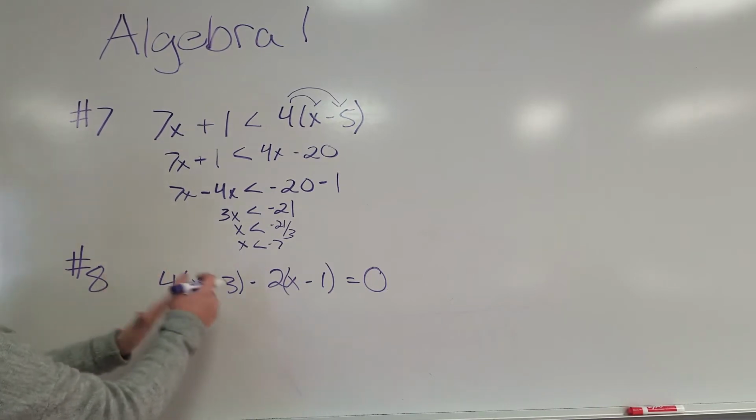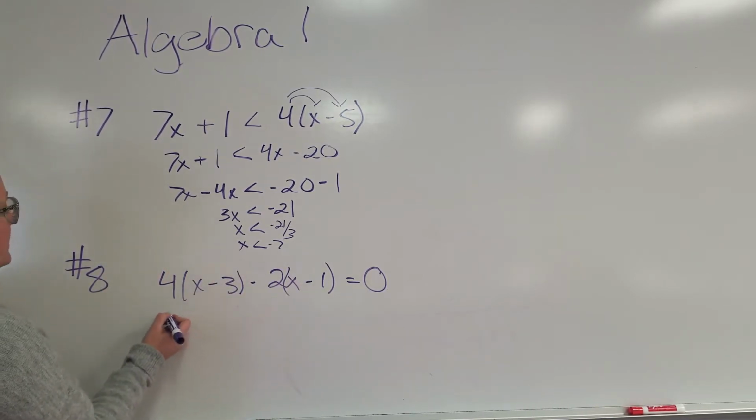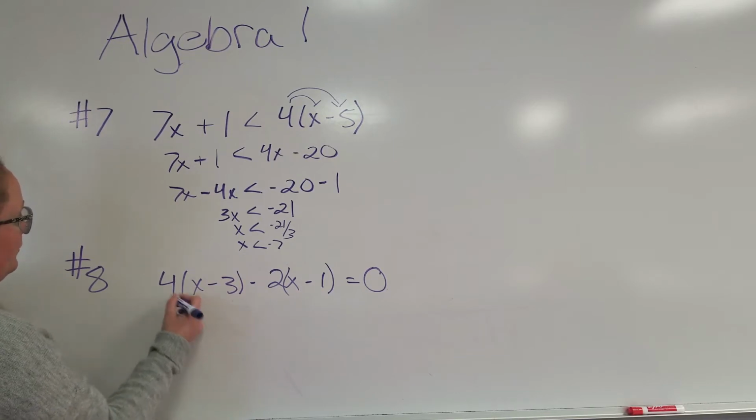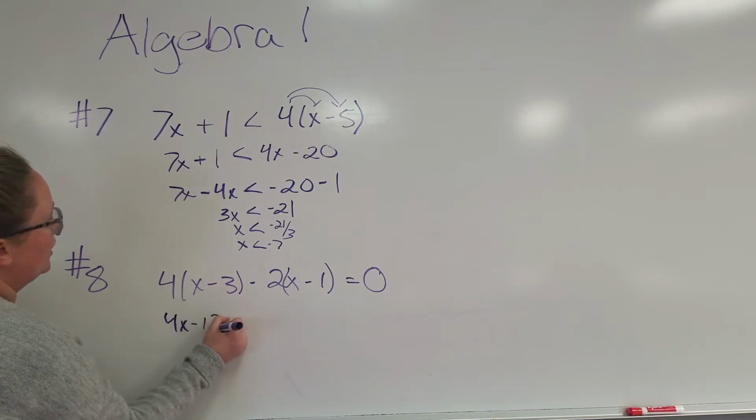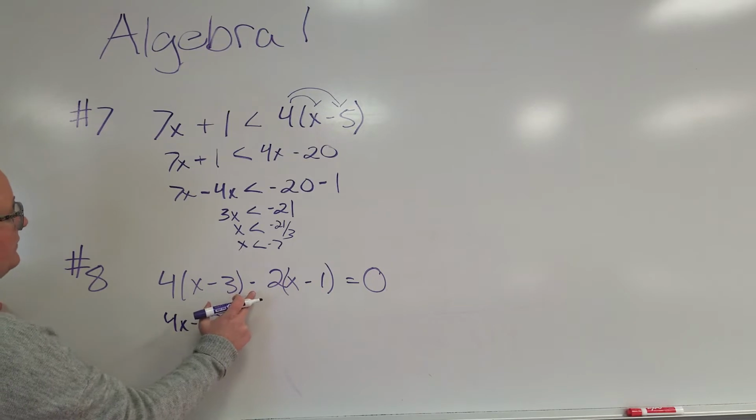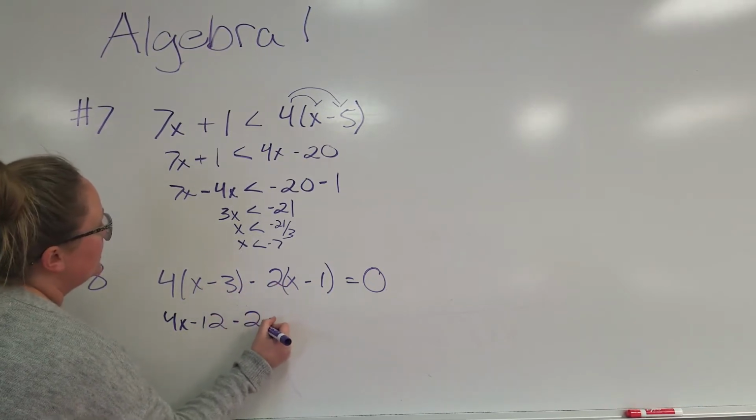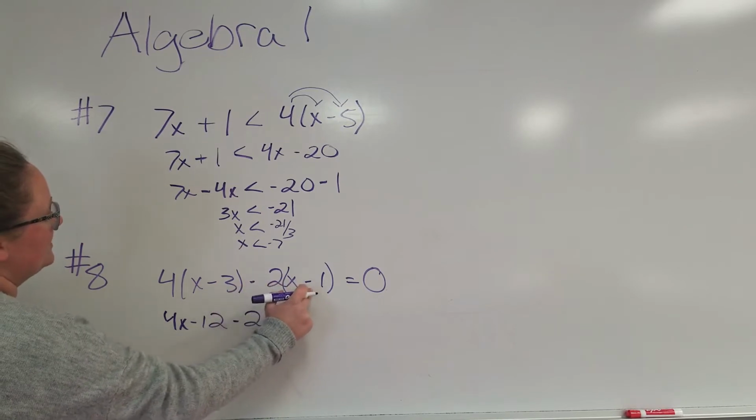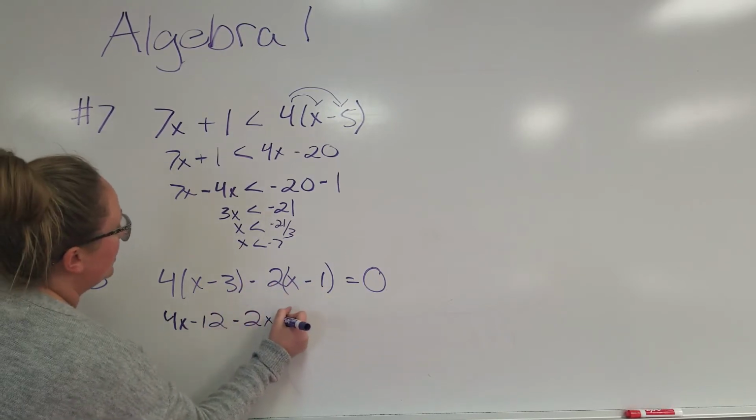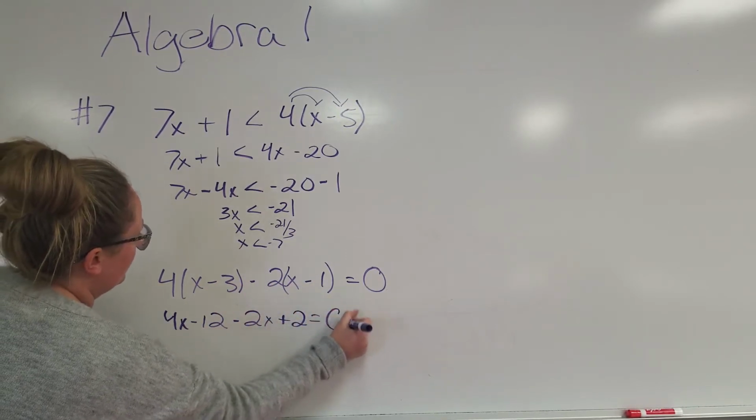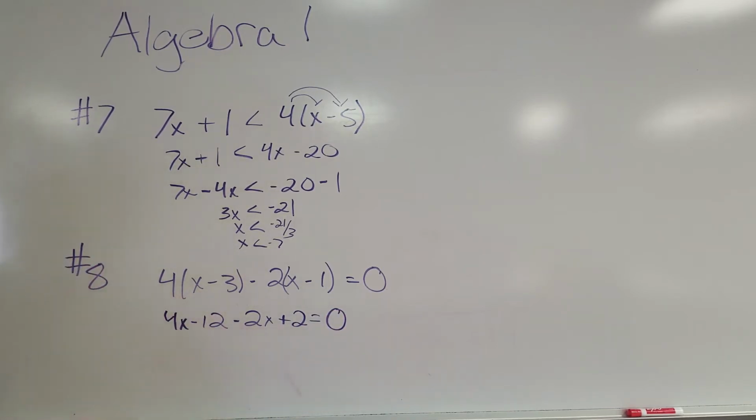Same thing, we have to do distributive property twice. So 4 times x is 4x. 4 times negative 3 is negative 12. Watch for your negative signs. They make a difference. This is negative 2 times x, which gives you a negative 2x. The next one is negative 2 times a negative 1. Two negatives make a positive. 2 equals 0. All right, let's combine our like terms on this side.